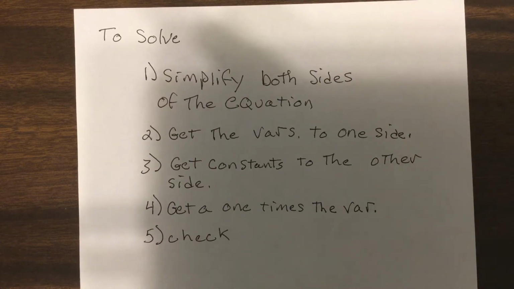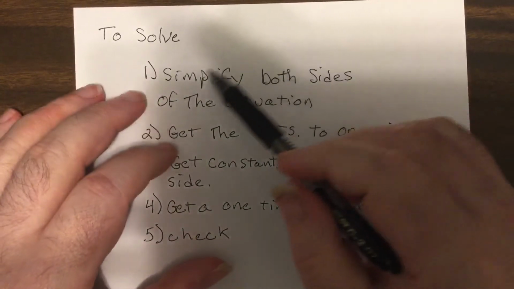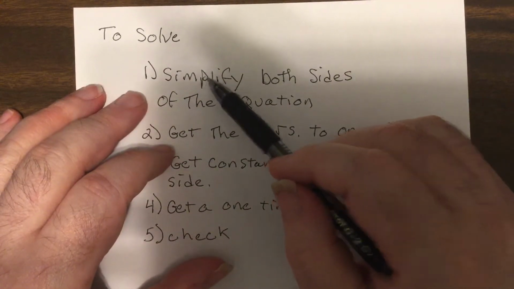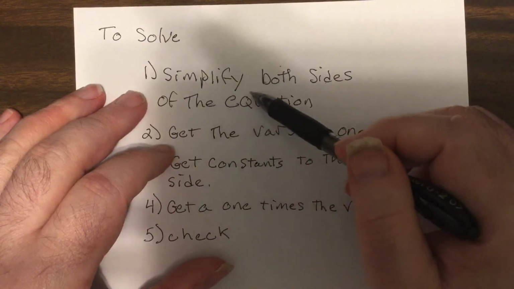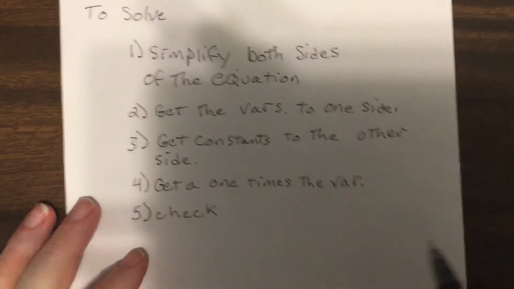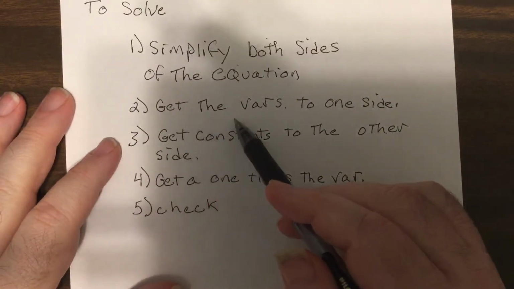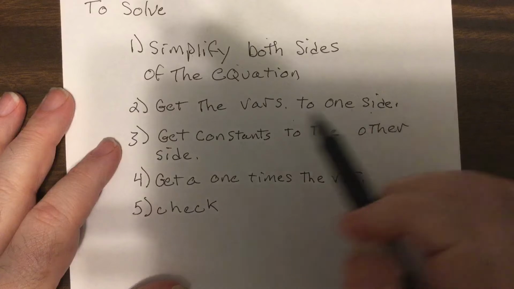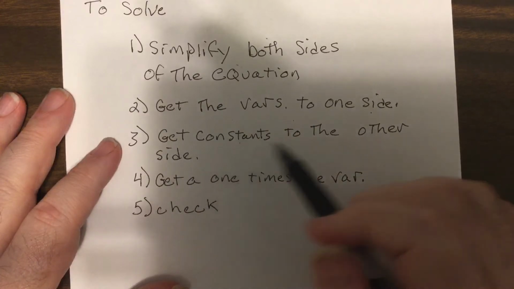Now we're going to spend time Monday and Tuesday on this, but remember, step one is to simplify both sides of the equation. Combine as much as possible before you worry about the other side. Step two, get the variables to one side. Then get the constants to the other side.